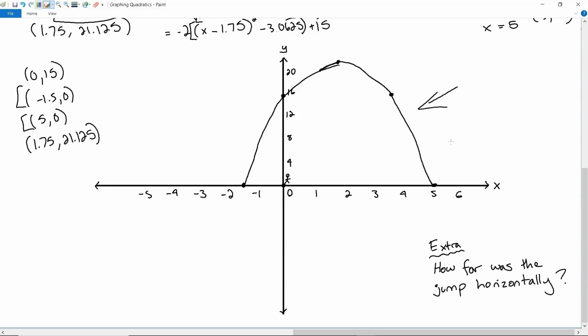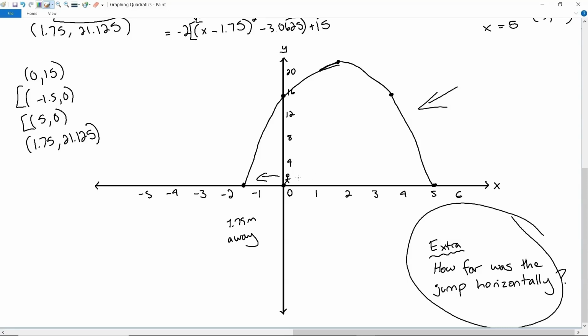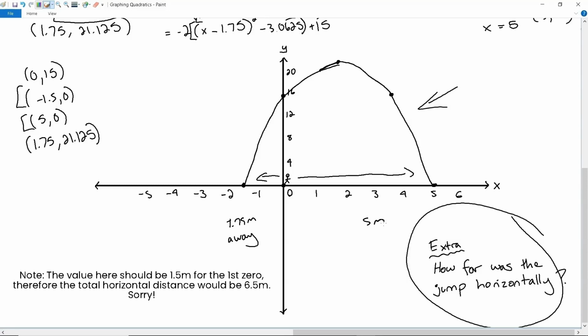So there's your graph. And I do have one extra question here. How far was the jump horizontally? X is measuring distance as well as y, and we started 1.75 meters away from the director here, and we ended up 5 meters away on the right side. So if I were to add those two distances together, I would get 6.75 meters of total horizontal distance.